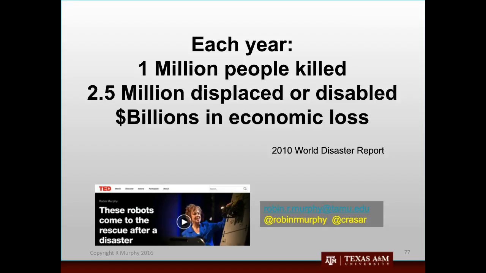Thanks. I'm not sure if you have the answer to this one, but how can organizations or businesses get financial support in developing robotics for search and rescue?